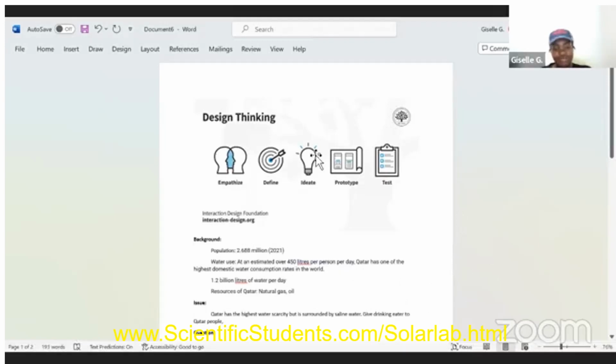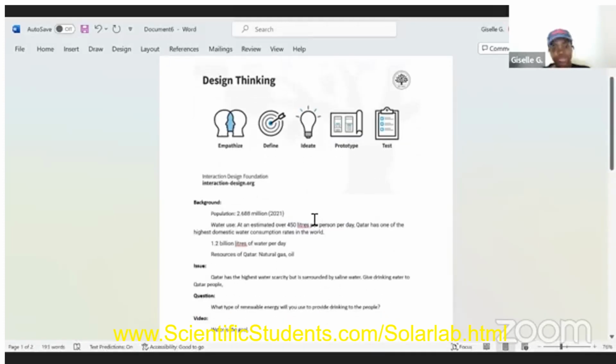So the first thing that we decided to do was look up the design thinking process so that we can really understand the steps that we need to take in order to solve our issue, the issue of water scarcity in Qatar. We had to look at the question of what types of renewable energy we will use to provide drinking water to the people. And by understanding this question, we need to do some background research, including what is the population of Qatar, what is the water use of Qatar, and how many liters of water is needed to really solve the problem.